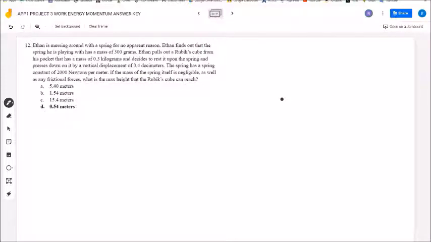And he decides to rest the Rubik's Cube upon the spring and compress it by a vertical displacement of 0.4 decimeters. 0.4 decimeters to meters is 0.04 meters. So the vertical displacement is 0.04 meters. The spring has a spring constant of 2,000 newtons per meter.